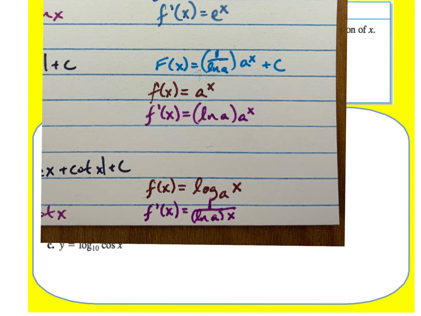And then let's go ahead and write our other one. So if f of x is equal to log base a of x, where a is just a number, f prime of x would equal 1 over natural log a, and then it's still over x. So x is still in the denominator right there.